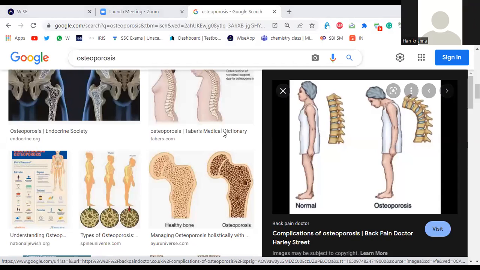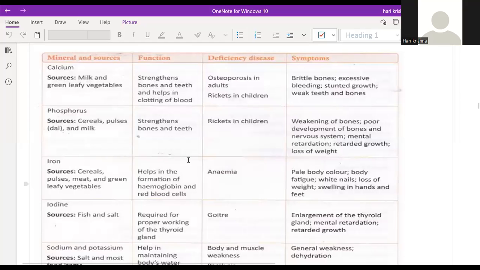So calcium has an important role, which helps in strengthening of bones and in the clotting of blood. The deficiency in adults is osteoporosis and rickets in children. The next one is phosphorus.